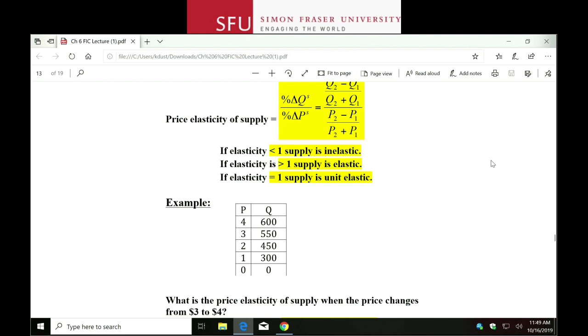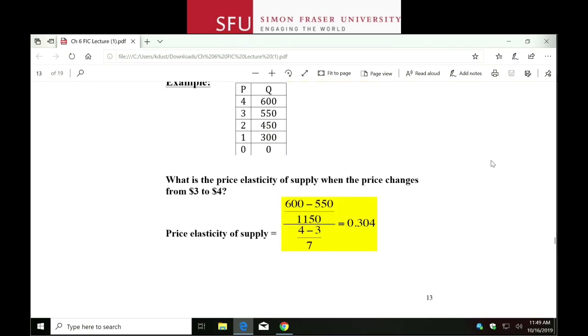Okay, so what is the price elasticity of supply when the price changes from 3 to 4? So the quantity increases from 550 to 600. Okay, so we'll do the calculation. This will be the Q2 and P2, Q1, P1. So that's less than 1. So that supplier would be inelastic.